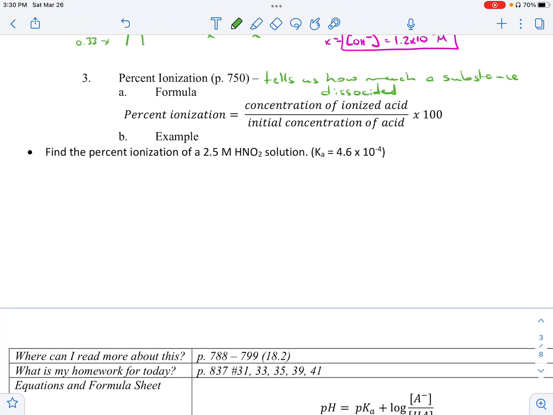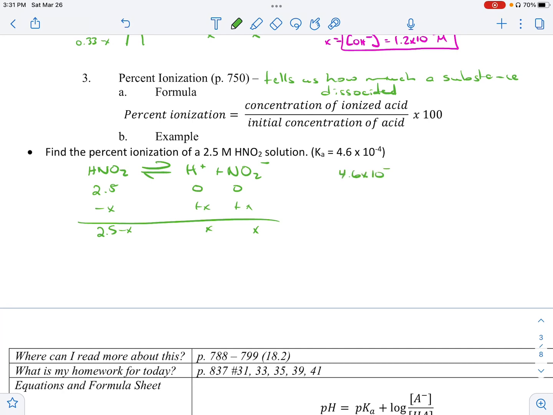So we've got an example here. We've got HNO2, which is an acid. So we're going to write our little reaction, HNO2, double-sided arrow, we get H plus plus NO2 minus. We have 2.5 there, 0, 0, minus x, plus x, plus x, 2.5 minus x. That's x, that's x.